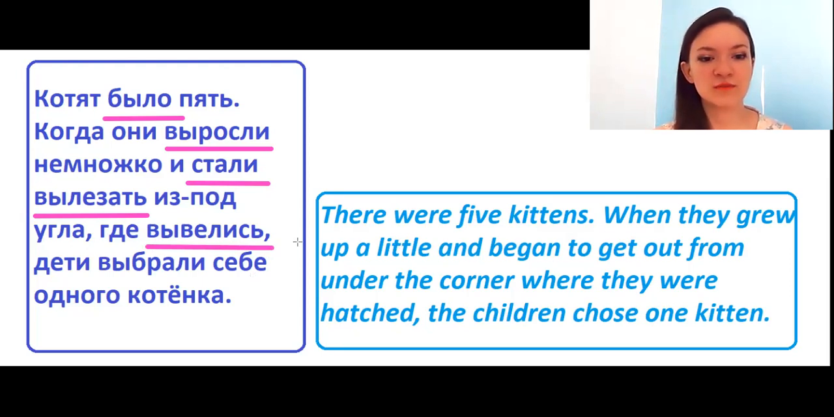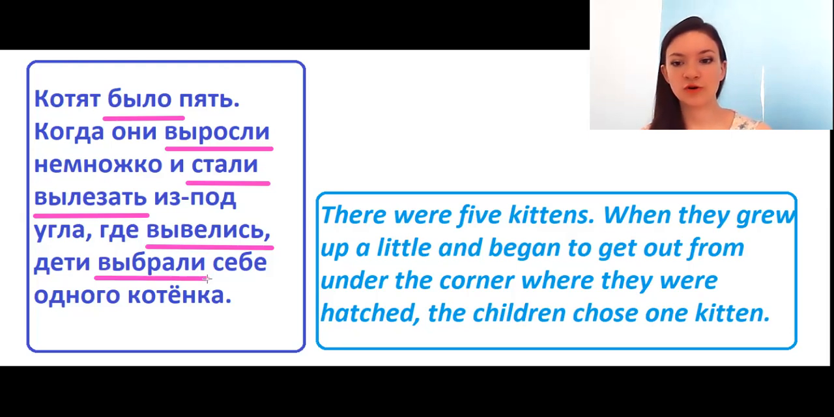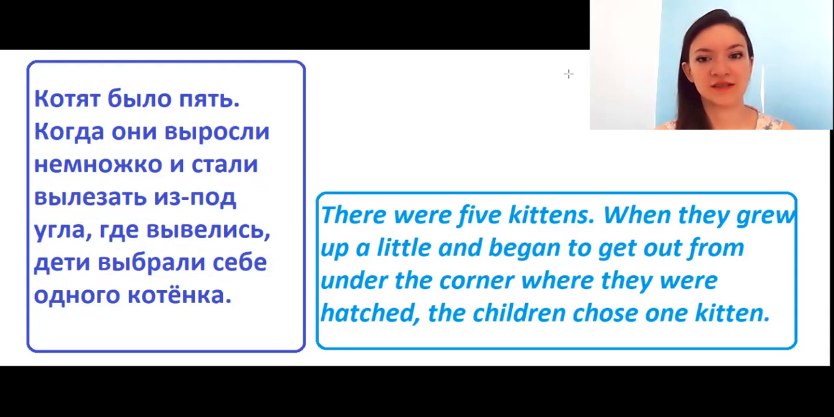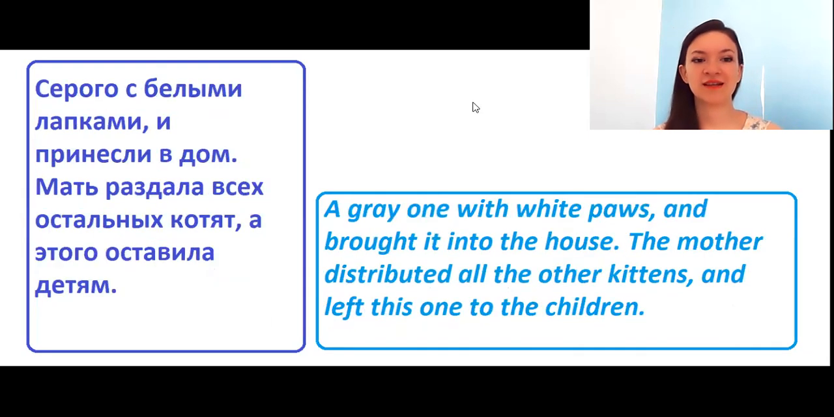Дети выбрали. Kids chose one kitten. Of course, it is a finished action that happened only once, and we have the result that this specific kitten lives with them after they chose him. So, I hope that this Russian lesson is quite useful for you, and I continue with reading.